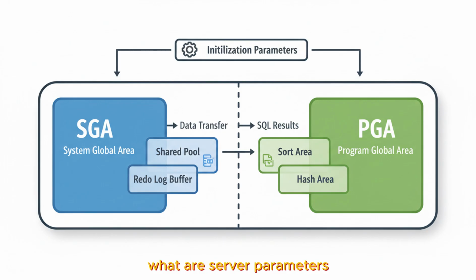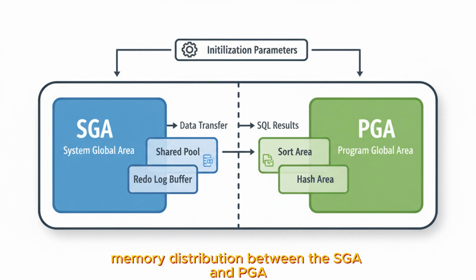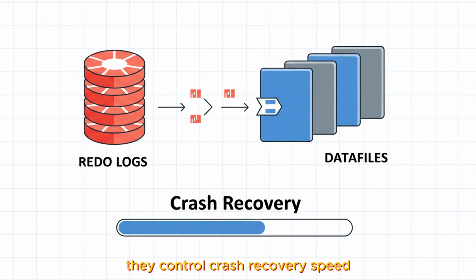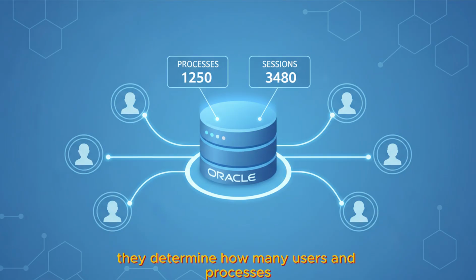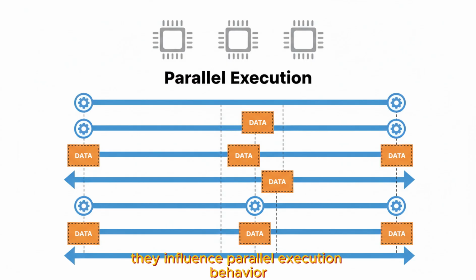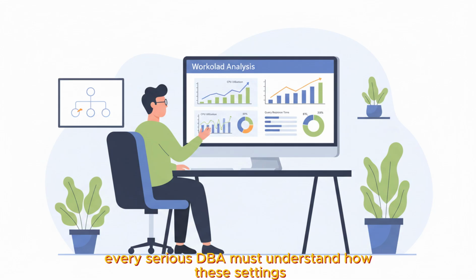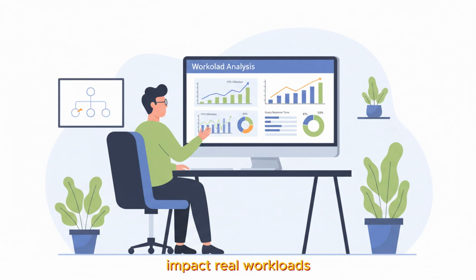What are server parameters? Oracle uses initialization parameters, stored in either an SPFILE or a PFILE, to configure the database instance at startup. These parameters influence memory distribution between the SGA and PGA. They affect SQL optimizer decisions. They control crash recovery speed. They determine how many users and processes the system can handle. They influence parallel execution behavior. And they even control file placement and logging. Every serious DBA must understand how these settings impact real workloads.